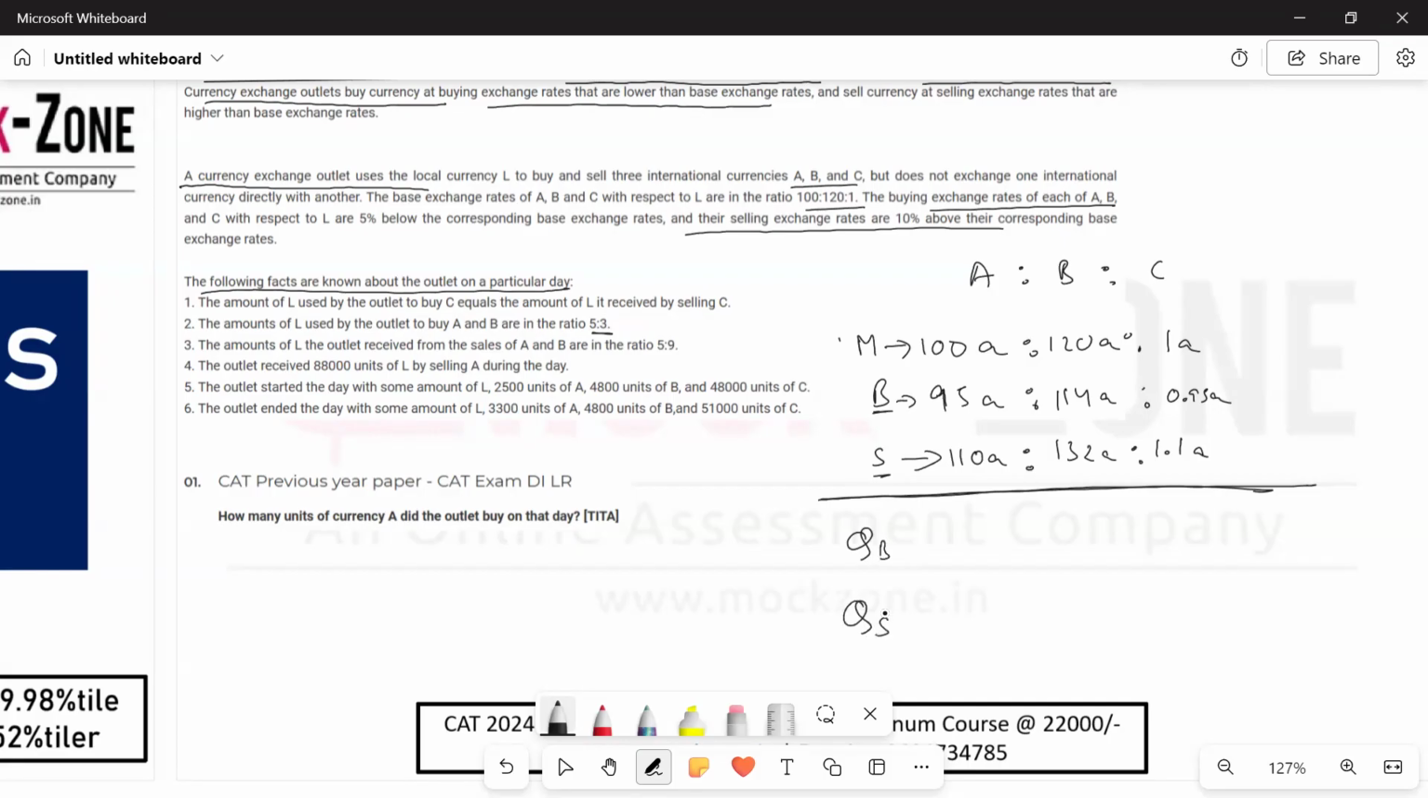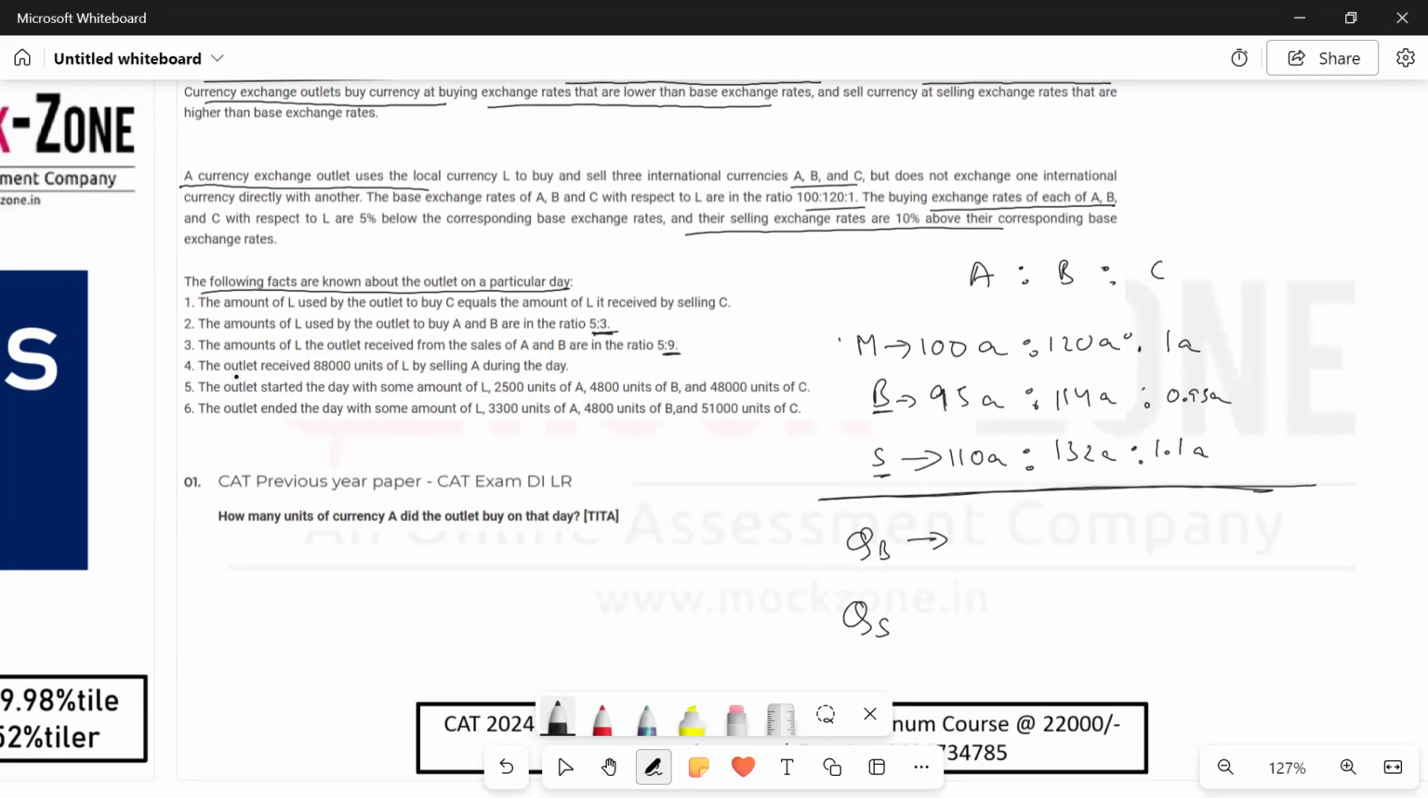So if we talk about how much quantity they have bought, quantity bought versus quantity sold, हम ये देखेंगे. So we don't know the quantity yet, but we do know that the amount of L used by the outlet to buy A and B are in the ratio 5:3. ठीक है. अब थर्ड वाली स्टेटमेंट क्या कह रही है? The amount of L the outlet received from the sales, which is quantity sold of A and B, are in the ratio 5:9. तो हमें पता नहीं कितना सोल्ड किया है अभी, but उनका ratio इतना है, the amount of L.